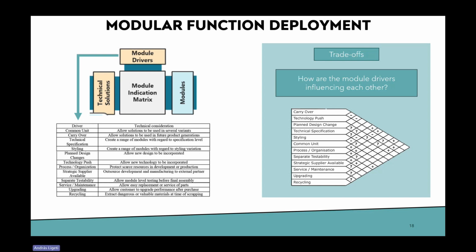You can also have process organization. So, for example, for some reasons in your process, you can have separate modules because, for example, the manufacturing process is better to produce some components separately. You can also have strategic supplier availability. If you have a good supplier, then based on that decision to have that supplier, you can create modules, or you can cluster the components into separate modules in your system.